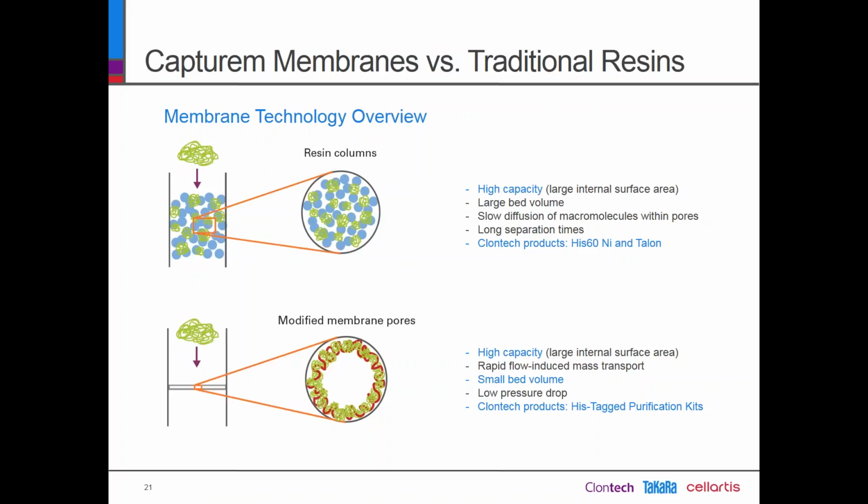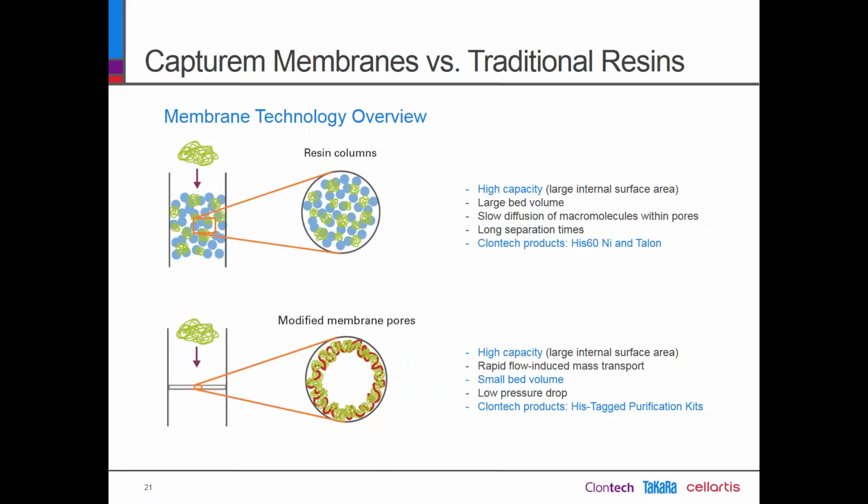So we do have products for this, and I will quickly show them at the very end. One of them is called His60, so that's a nickel-based resin, and Talon is a cobalt-based resin. So this is the traditional way of doing protein purification, or at least his-tag protein purification.